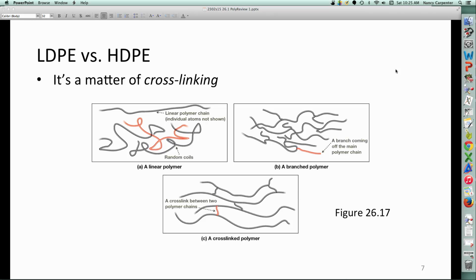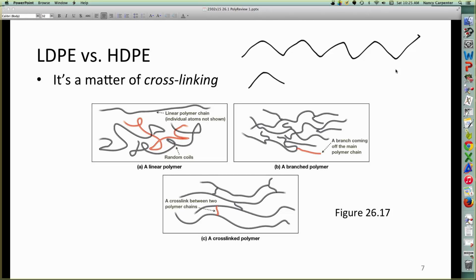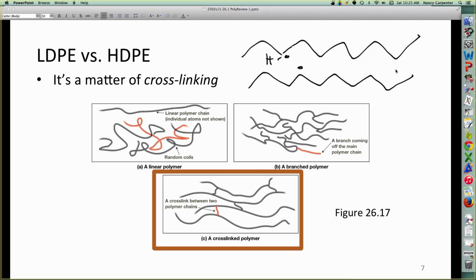An interesting aspect of the physical properties of polymers can be seen in low-density polyethylene versus high-density polyethylene. And it's basically all a matter of cross-linking, and that's going to be beyond the scope of the course. But this is polyethylene, as we know. But under certain conditions, what can happen is one chain of polyethylene can cross-link with another. And that is depicted in this particular figure out of your textbook.